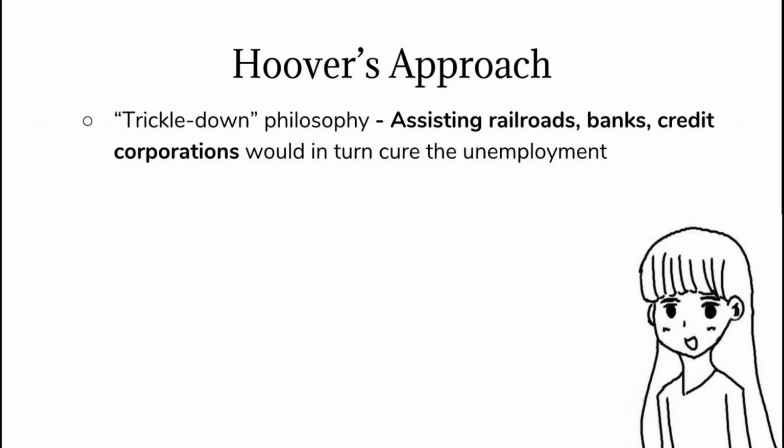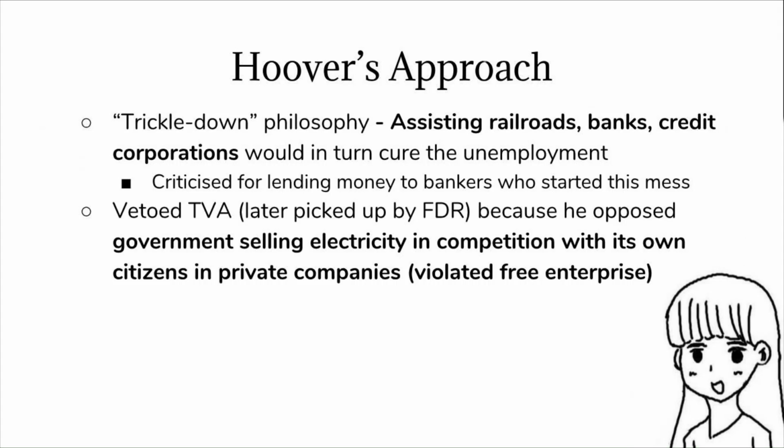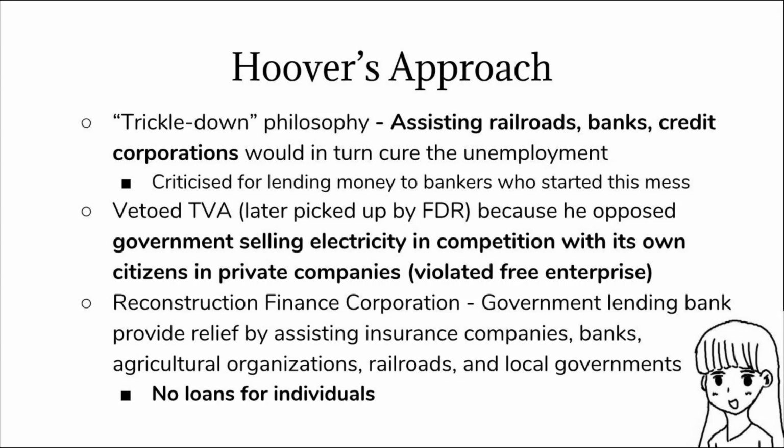He hopes that they, in turn, would cure the unemployment, which was heavily criticized for lending money to bankers who started this mess. He vetoed the Tennessee Valley Authority, which was later picked up by FDR, because he opposed government selling electricity in competition with its own citizens in private companies, which violated his belief in free enterprise. And the Construction and Finance Corporation, the government lending bank, provide relief by assisting insurance companies, banks, agricultural organizations, railroads, and local governments. But there's no loan for individuals.